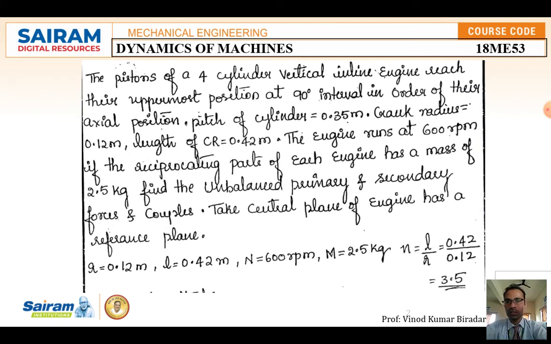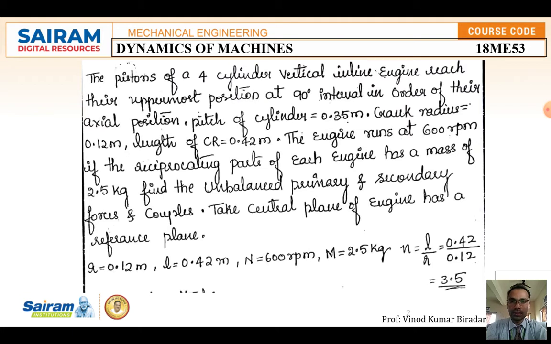So I will read out the question. The pistons of a four-cylinder vertical in-line engine reach their uppermost position at 90 degree intervals in order of their axial position. The pitch of the cylinder is 0.35 meter and the crank radius is 0.12 meter. The length of the connecting rod, L, is 0.42 meter. The engine runs with a speed of 600 rpm. If the reciprocating parts of each engine have a mass of 2.5 kg, find the unbalanced primary and secondary forces and the couple. Take the central plane of the engine as the reference plane.